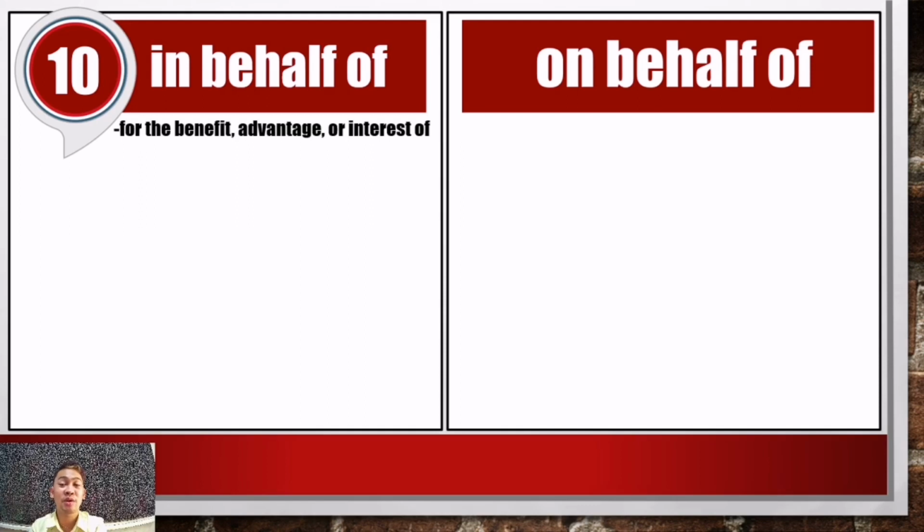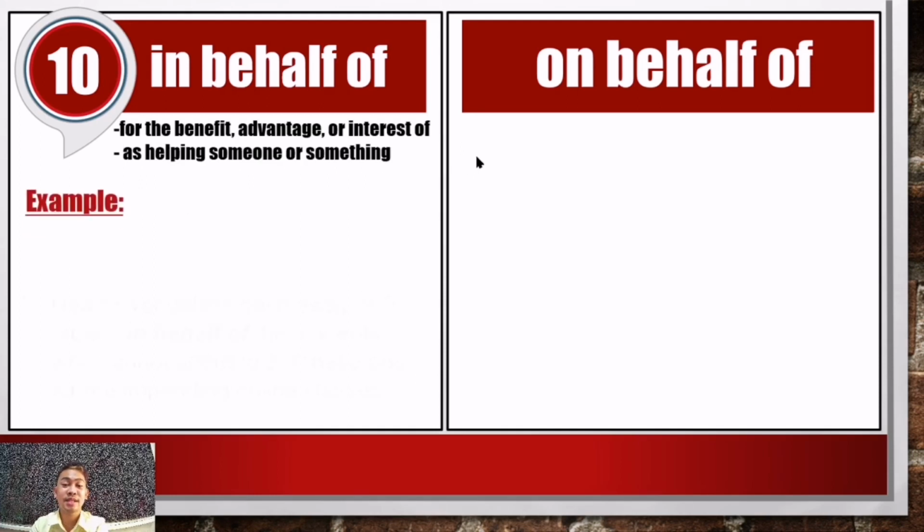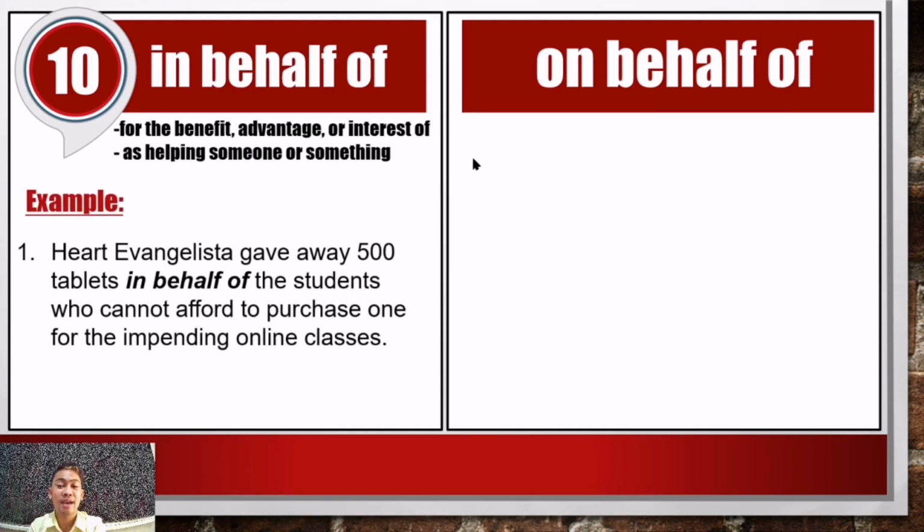So yung program na yon, yung checkup na yon is for the benefit or for the advantage of the less fortunate. Now, let me give you another example. Heart Evangelista gave away 500 tablets in behalf of the students who cannot afford to purchase one for the impending online classes. So as what you can see there, the word in behalf of is used because it's very clear that the tablets are for the benefit or for the advantage of the students who cannot afford to purchase one. And that's the main reason why we use in behalf of, for the benefit, para kanino.